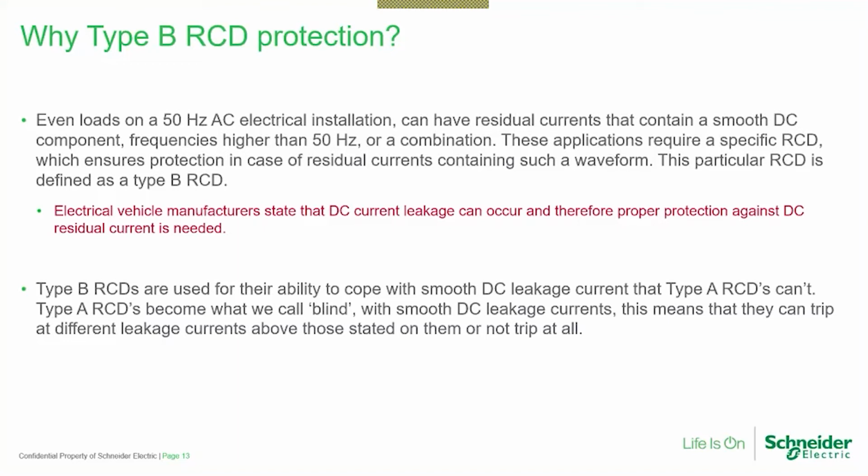Type A RCDs become what we call blind. Does blind mean that when referring to an RCD? It means they can trip at leakage currents above those stated on them, or potentially not trip at all. So if you can imagine a 30 milliamp device that is blinded, if there's an earth leakage fault that's in excess of the trip threshold of that device, but in the presence of smooth DC, it could shift the tripping characteristic of a Type A RCD to a point that is unsafe. That could be 45 to 60 milliamps, let's say, for example.